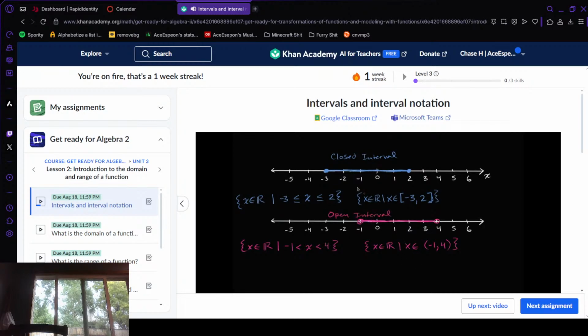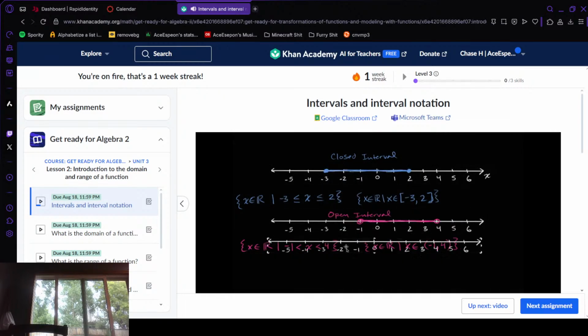Now you're probably wondering, okay, in the earlier case both endpoints were included. It's a closed interval. In this case, both endpoints were excluded. It's an open interval. Can you have things that have one endpoint included and one endpoint excluded? And the answer is absolutely. Let's see an example of that.